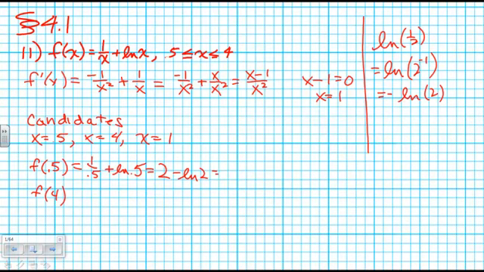f of 4. This would be 1/4 plus the natural log of 4, which is 1/4 plus 2 natural log 2. It's like when you have a radical, sometimes they want you to simplify it as much as possible. And then lastly, what about f of 1? 1 plus natural log of 1, but natural log of 1 is 0, so it's just 1.